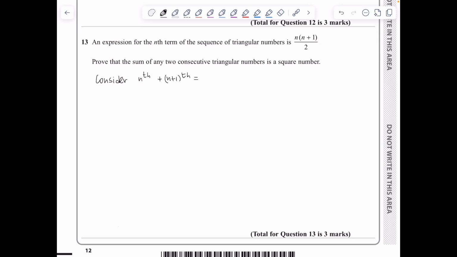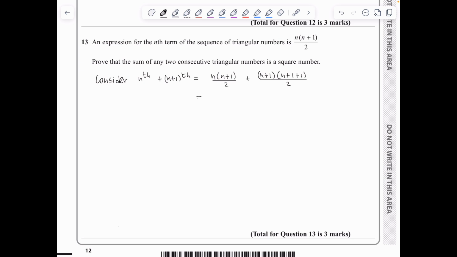So we're looking at n times n plus 1 over 2. This is the nth triangular number. And for the next triangular number, I will be replacing n with n plus 1. So we're looking at n plus 1 times n plus 1 plus 1 over 2. The objective is to arrive at an expression that corresponds to a square number.